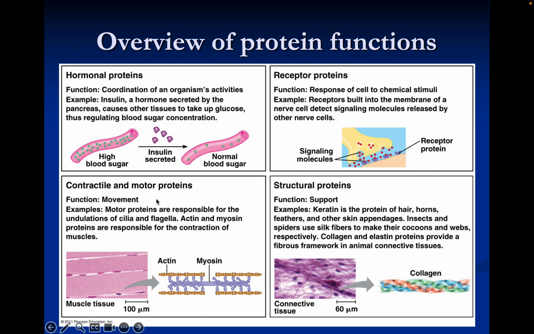We also have contractile and motor proteins. These are important for movement. Motor proteins are responsible for undulations of cilia and flagella. Actin and myosin proteins are responsible for the contractions of muscles.